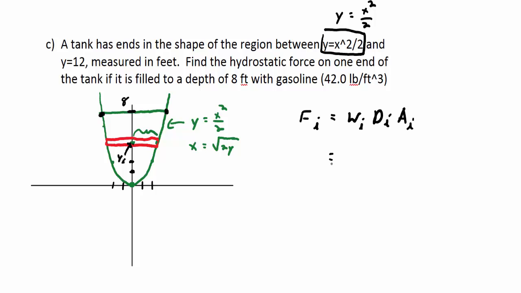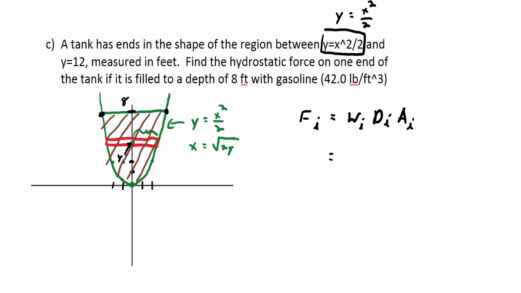What am I going to plug in for weight density? W is the weight density of the fluid. So again, what we're trying to find is the force on that side of the tank. So what color is gasoline? It's not clear, it's a little off clear, right? We'll do brown here. It's really old gasoline. Yeah, this is crude oil.